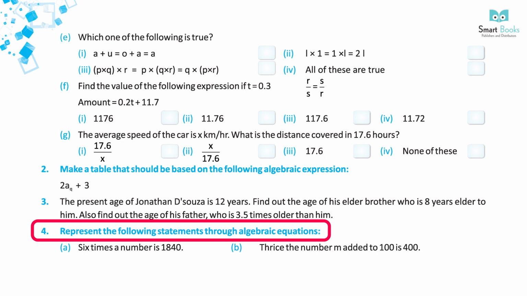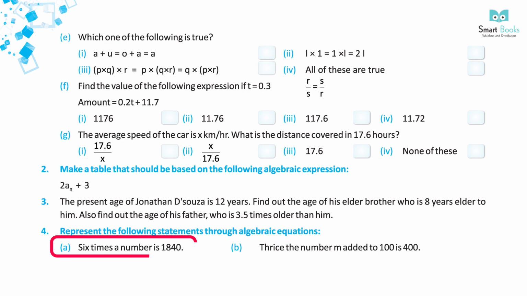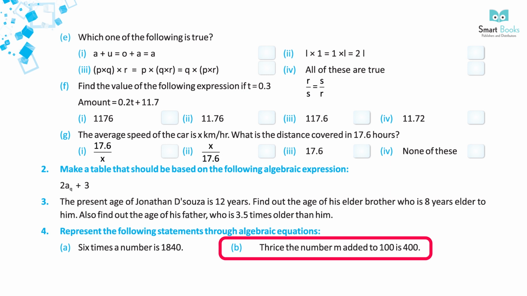Question 4. Represent the following statements through algebraic equations. A. 6 times a number is 1840. Solution. 6x equals 1840. B. Thrice the number m added to 100 is 400. Solution. 3m plus 100 equals 400.